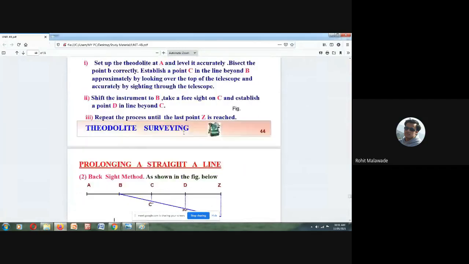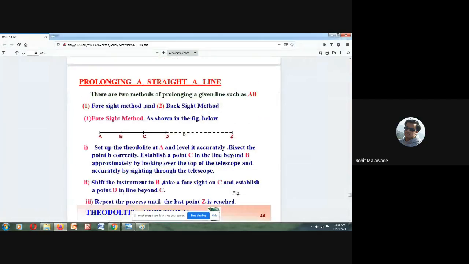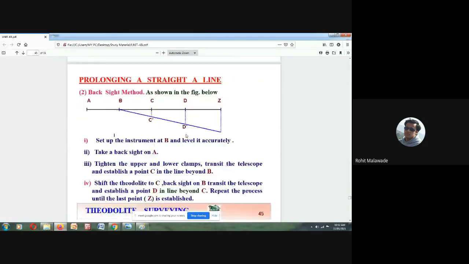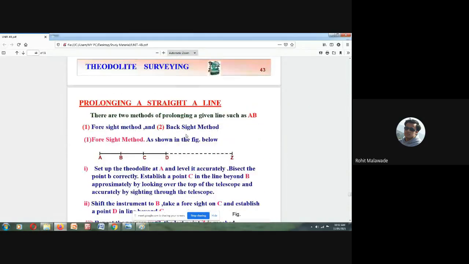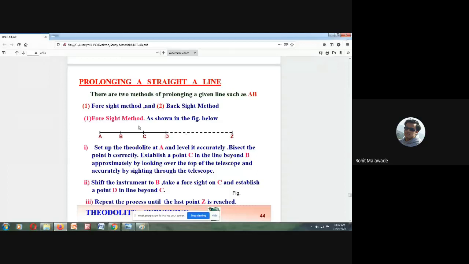Now we will see how to prolong a straight line. If I want to prolong a straight line, how do I need to do it? Actually, this is not in your syllabus, but they may ask, and that is the reason why I'm telling you this. How to prolong a straight line, that we will see.